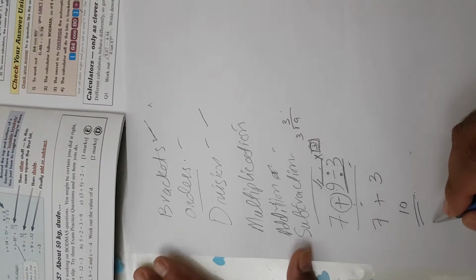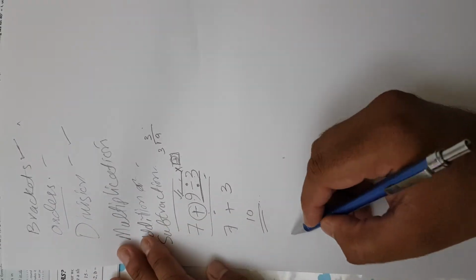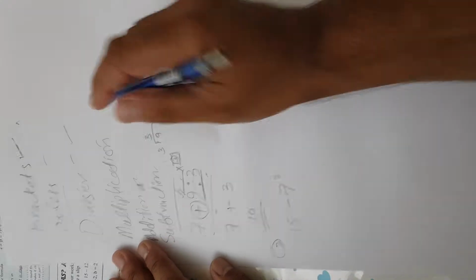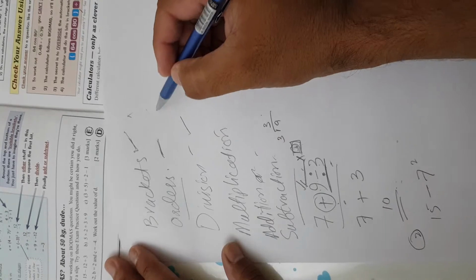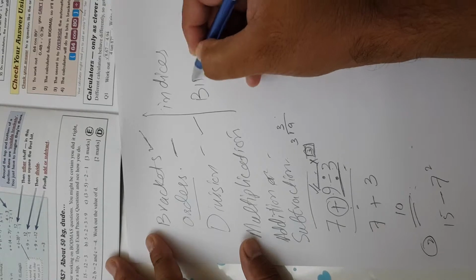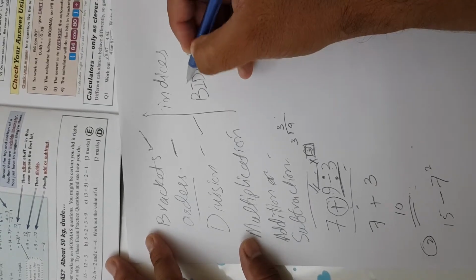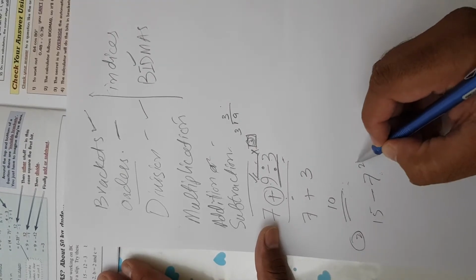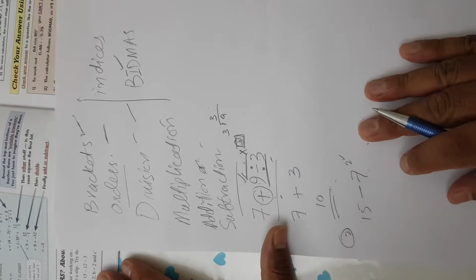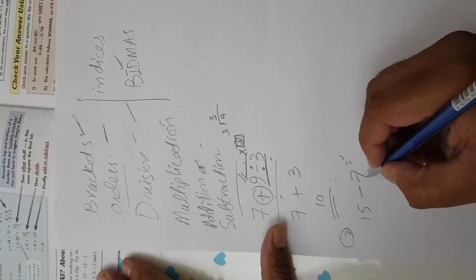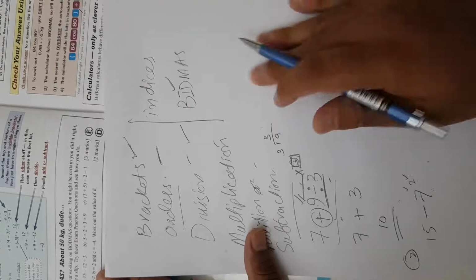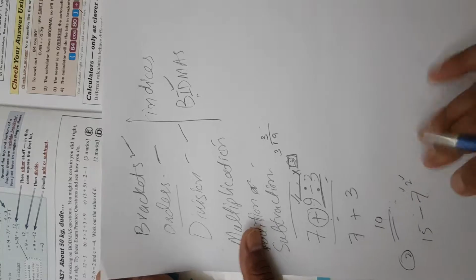For the second one, we have 15 minus 7 square. Now, this order can also be replaced by indices. So this will become BIDMAS. Everything else remains the same, but this will become indices. Indices means when some number, some digit has some power over it. First of all, we know that we do not have brackets in here. What we have is indices. So as per BIDMAS, I will go with the indices first.